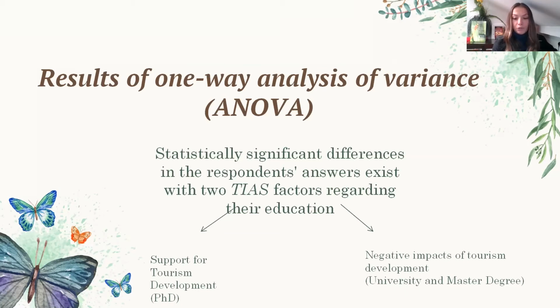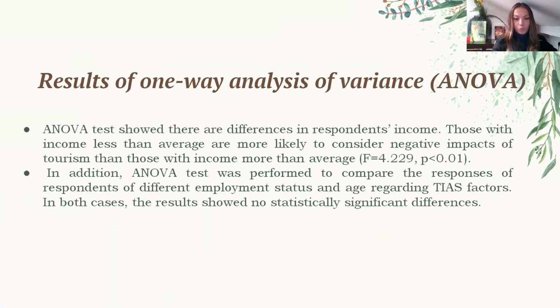For support for tourism development, PhD respondents are more likely to support tourism development than other respondents. And negative impacts of tourism development are more likely to be considered by university and master's degree local residents than other groups. An ANOVA test was also performed to show the differences in respondents' income. Those with income less than average are more likely to consider negative impacts of tourism development than those with income more than average.